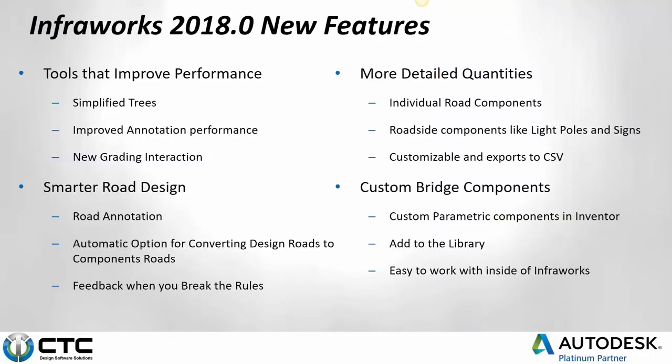So again, the new features in 2018.0: Simplified Trees, improved annotation performance, new grading interaction, same functionality, just smoother, easier to manipulate. Road annotation now includes fixed annotation. The option to automatically convert a design road into a component road. And then, of course, feedback. Hey, when your radius is too small, it'll let you know.